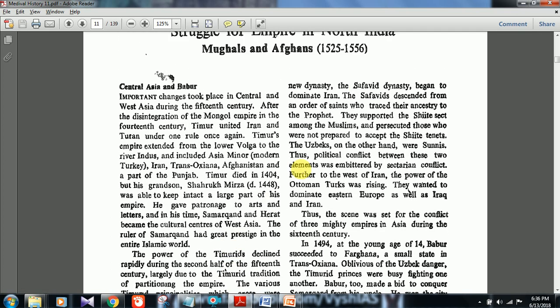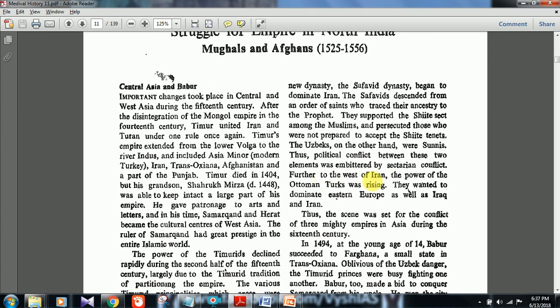Further to the west, a new dynasty, the Safavid Dynasty, is very important because later in the Humayun story also you will learn how Safavid is important. It's actually near the Iran region, okay. So they are telling about the Uzbeks in the north and the Safavids in the west. The Safavids descended from an order of saints who traced their ancestry to the Prophet. They supported the Shiite sect. You know, Shia and Sunni, even now in Central Asia, the Middle East and all, there are a lot of conflicts going on. So the Safavid dynasty was more Shia and the Uzbeks were more Sunni. Okay, that is what they are conveying here. And thus the political conflict between the two elements was embittered by sectarian conflict.